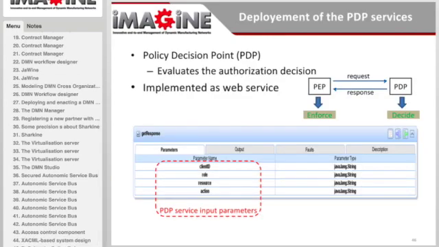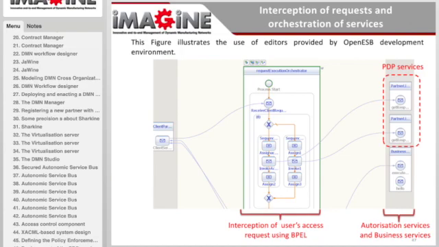The policy decision point, PDP, evaluates the authorization decisions. It is implemented as a web service. This figure illustrates the use of editors provided by the OpenESB development environment. This approach is used to implement the autonomic access control components.